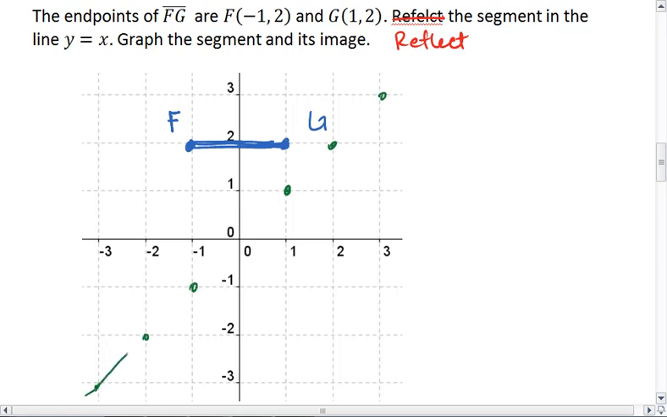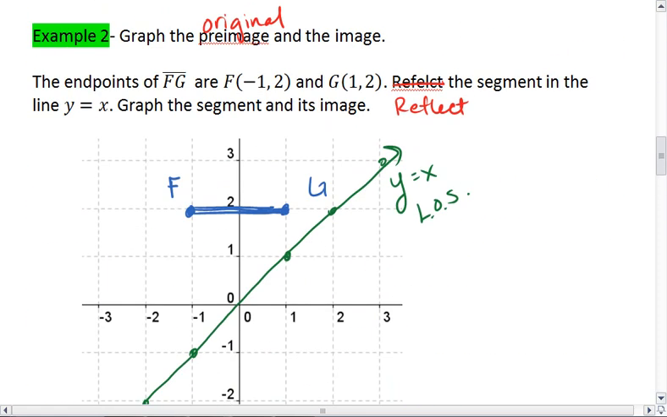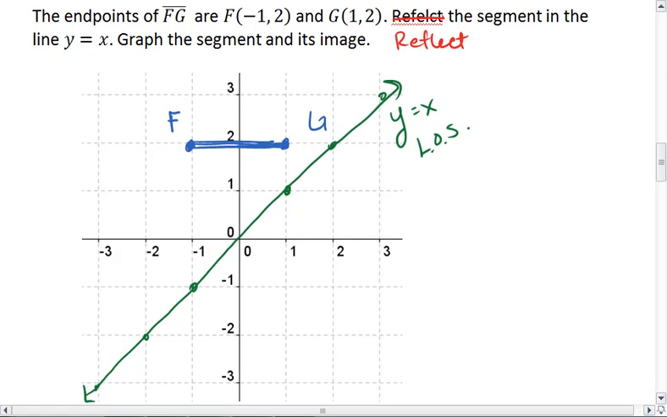Y equals x is a diagonal line that has a slope of 1. And this is our line of symmetry. We want to reflect it. So what happens is our point F gets moved directly across to this point over here. The point G also gets moved directly across.